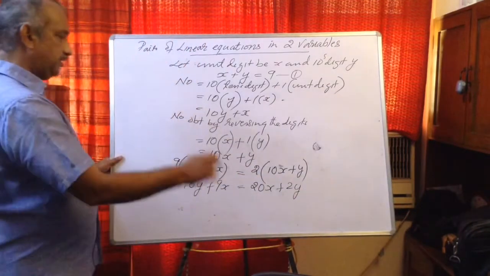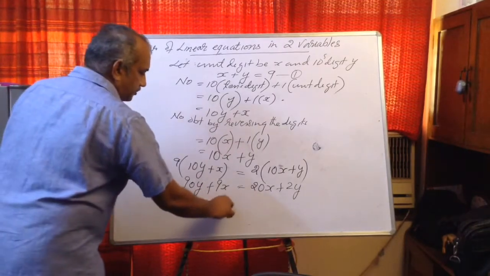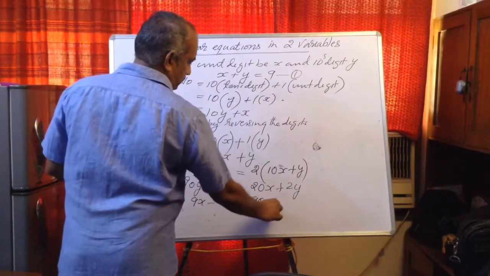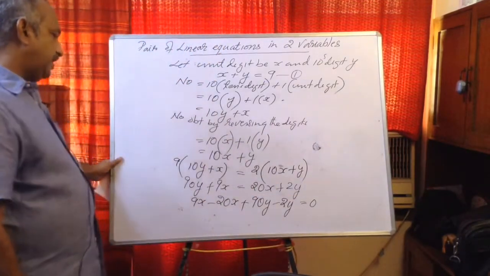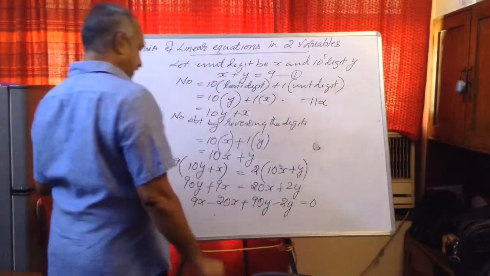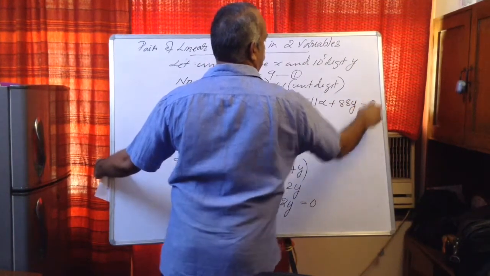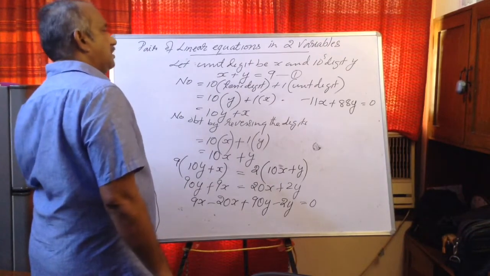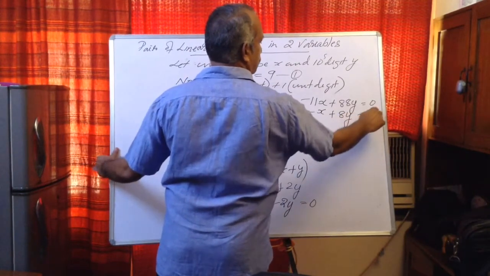Now I am taking both the terms here. 9x minus 20x plus 90y minus 2y is equal to 0. So 9 minus 20, minus 11x, plus 88y is equal to 0. 90 minus 2 is 88. Now throughout it is divisible by 11. So minus x plus 8y is equal to 0.